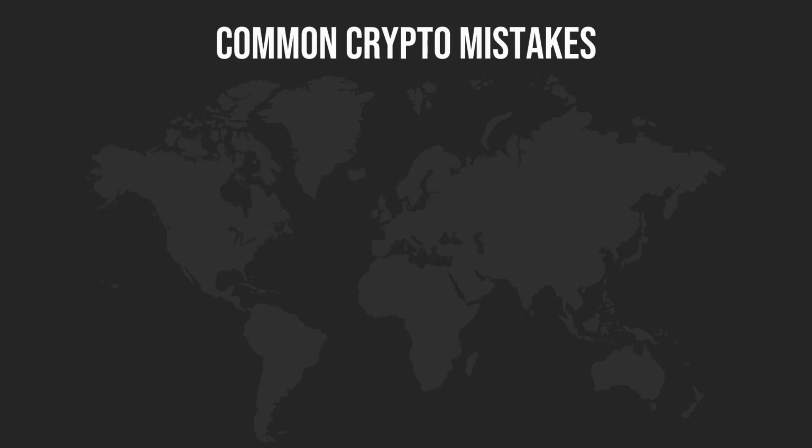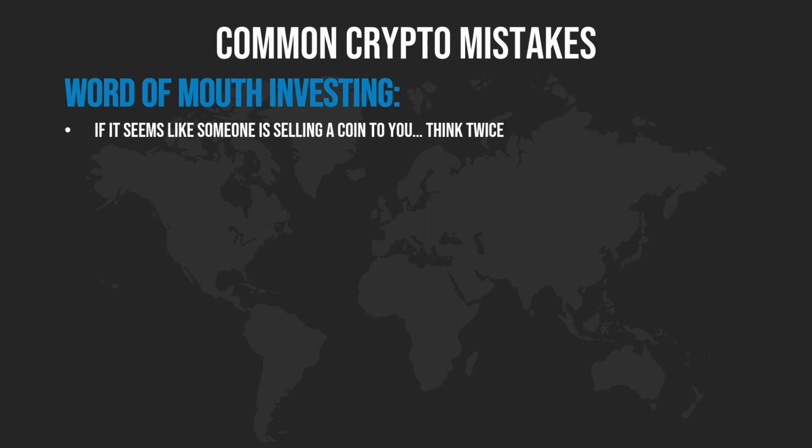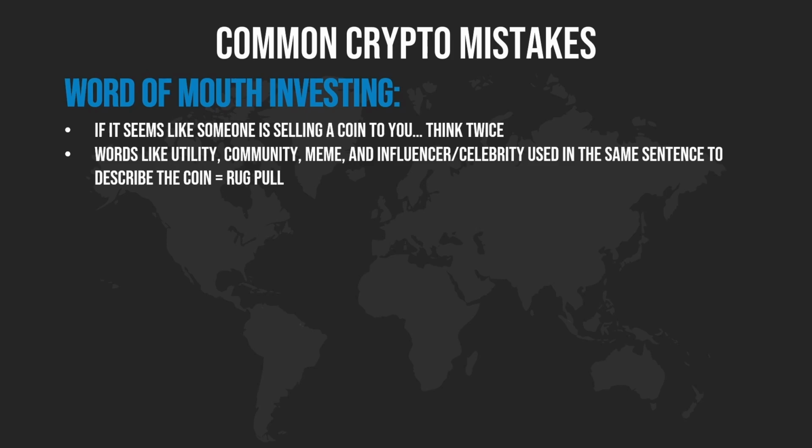So there are some common mistakes that lots of people make when they first get into trading, and we think it's important for us to really dive into this before we get into our next point. If it seems like someone is selling something to you when they talk about a coin, think twice about it, okay? Now, there are some common words that these people will use. Things like utility, community, meme, influencer or celebrity. If they use those words in the same sentence, run.